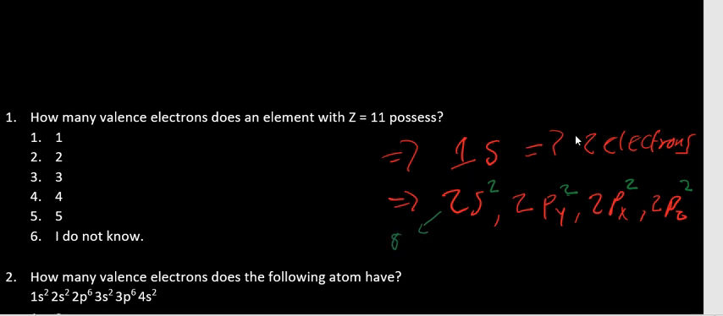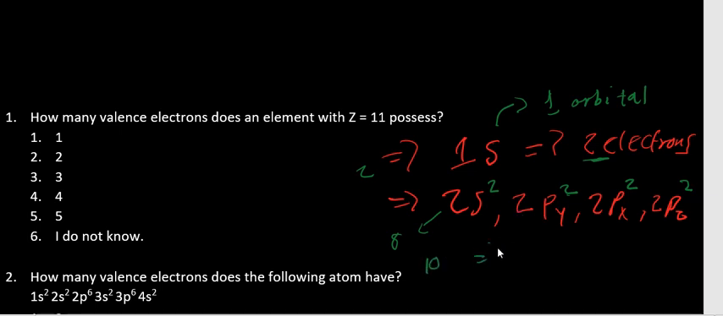And then the first one only has 1 orbital. Remember, this one has only 1 orbital. Okay, so because it has 1 orbital, it can only accommodate 2 electrons. So this one will only have 2 electrons. Okay, so 2 plus 8, which gives us 10.